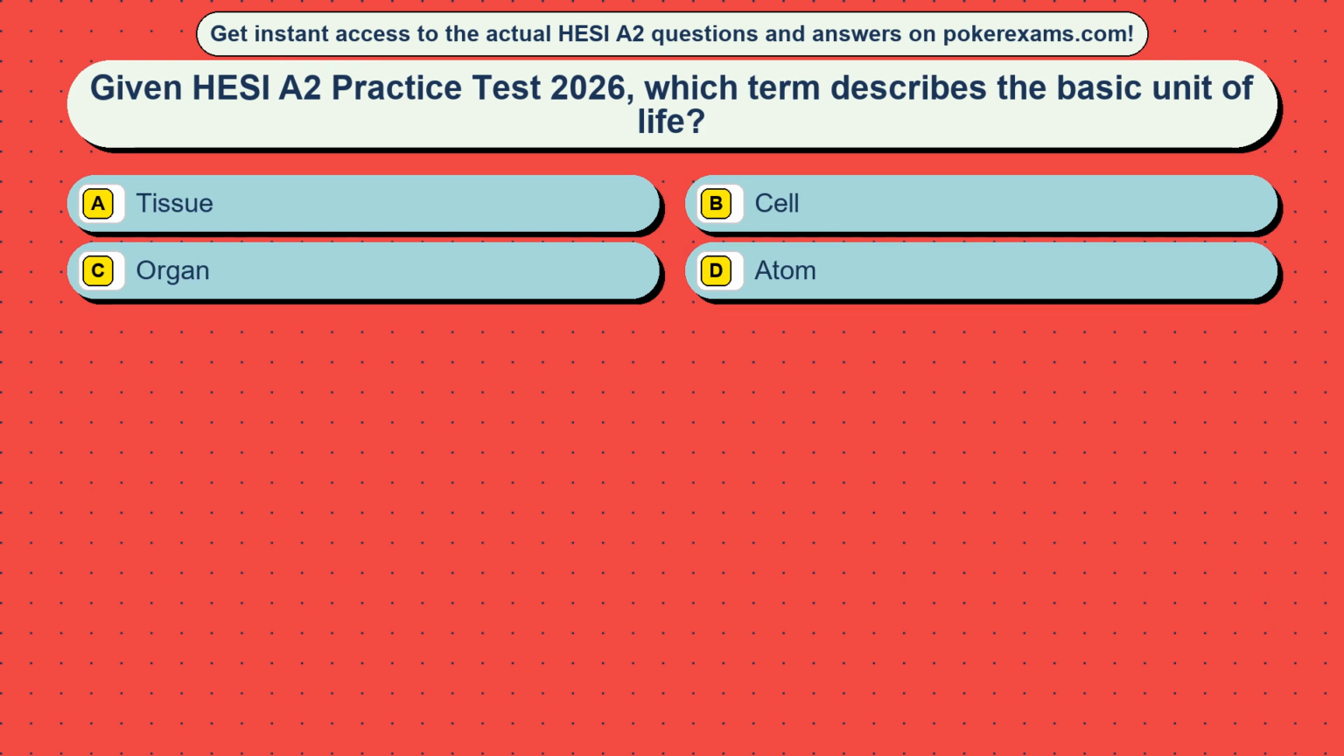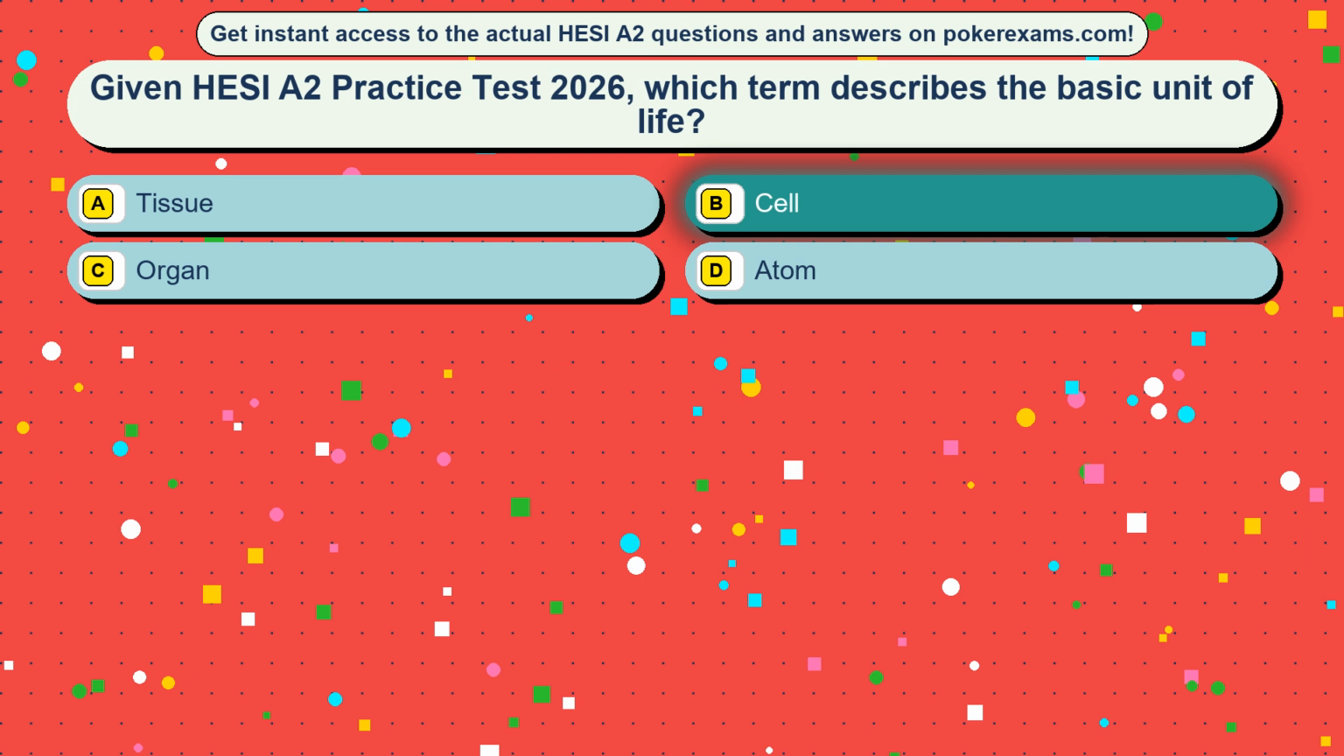Question 18. Given HESI A2 Practice Test 2026, which term describes the basic unit of life? Option A, tissue. Option B, cell. Option C, organ. Option D, atom. The correct answer is option B, cell.